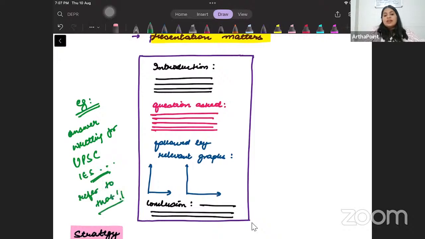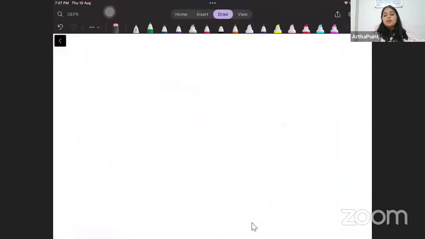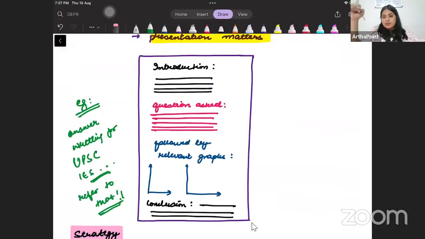So whenever you write any answer, you should first be giving an introduction. Then you should be talking about what the question is asking. So if I ask you, how does an augmented Phillips curve look? You should first talk about what a Phillips curve is. Then you should be talking about exactly what they've asked, the augmented Phillips curve.